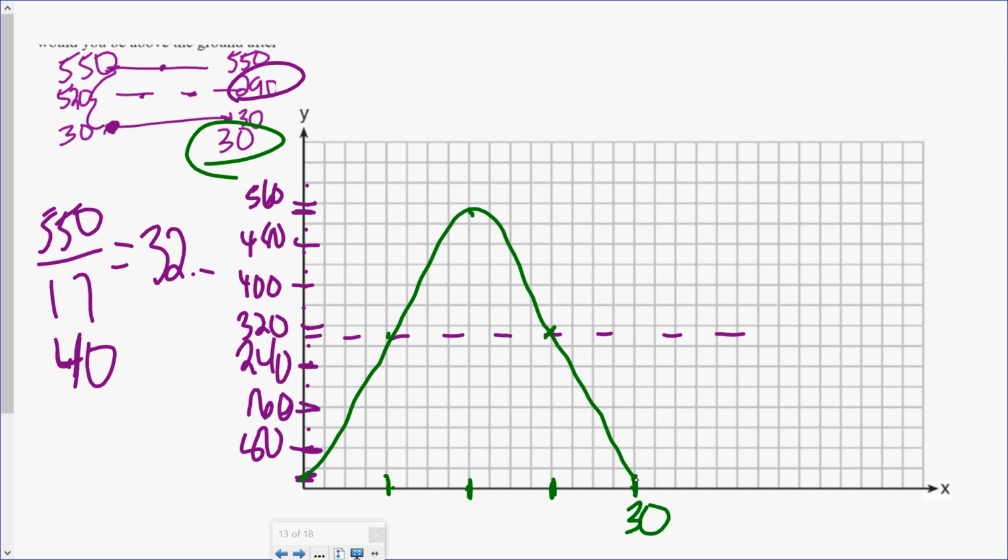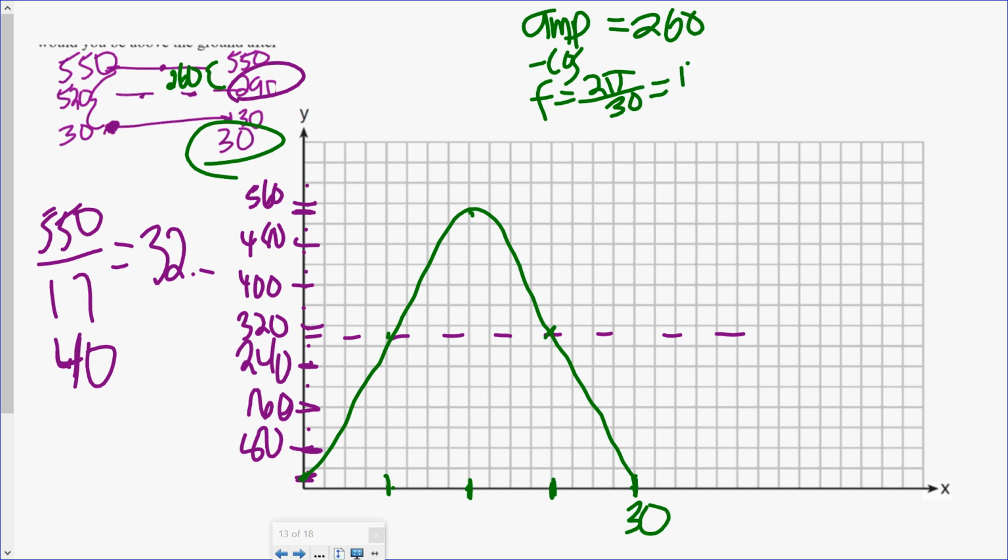And there it is. It wants an equation. So for the equation, I need an amp. Amp is the distance from the midline to the max, or the midline to the min. That's 260. It's a negative cosine. Frequency is 2 pi over the period, so 2 pi over 30 reduces to pi over 15.